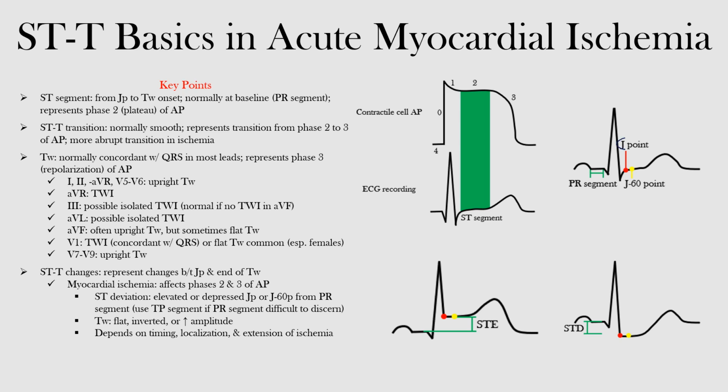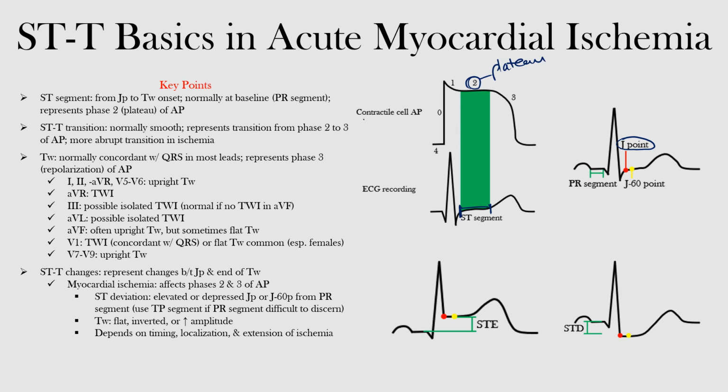So notice our J point is this point here at the end of our QRS complex, and then it goes up until the beginning of our T wave. So here's, imagine our J point there, and this would be here. So highlighted in green, this region there is our ST segment. Okay, and we said that the ST segment occurs during this plateau phase, which is phase 2. So this is our plateau phase.